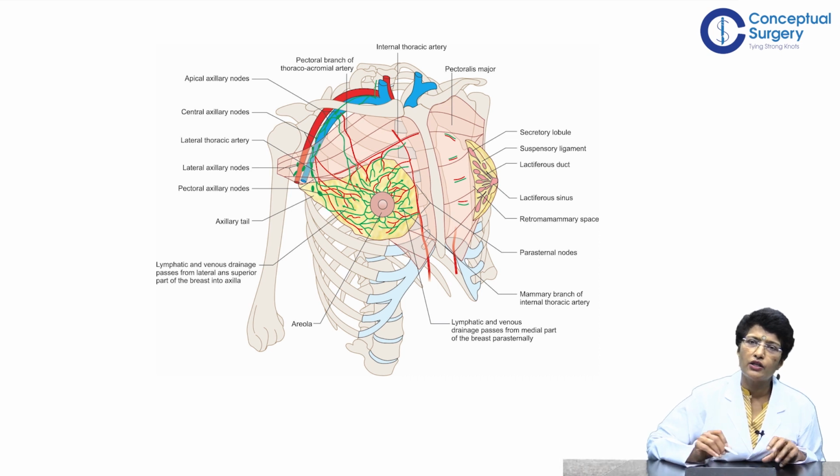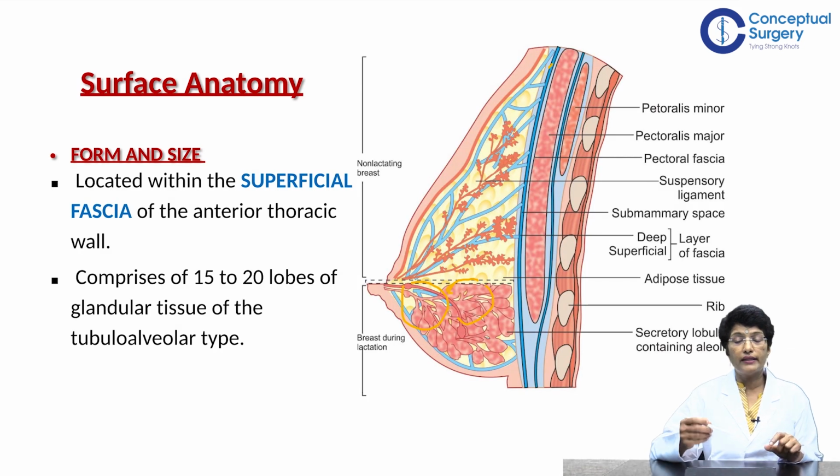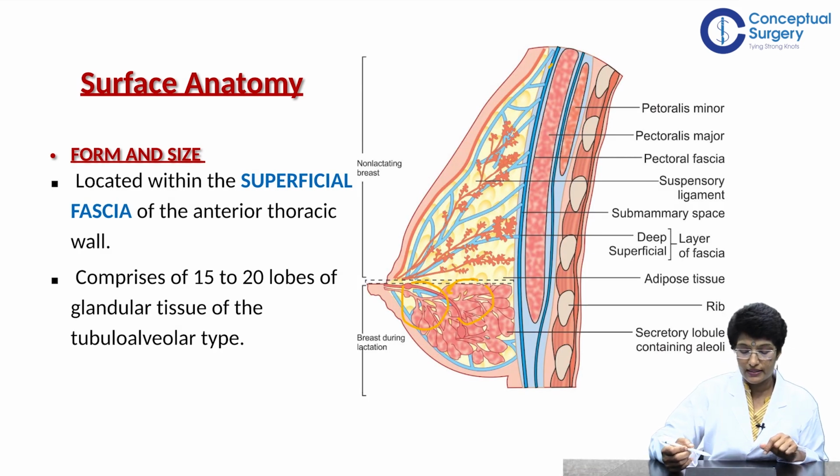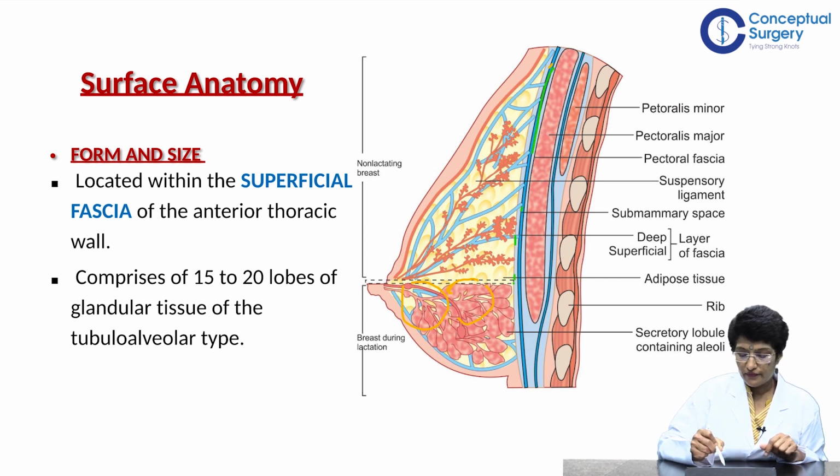So this is by and large going to be my focus area. This is the area that I'm going to focus on. And let us start with where the breast is located. The breast is located within the superficial fascia, okay? And it comprises about 15 to 20 lobes. So these are the lobes that are there, okay?